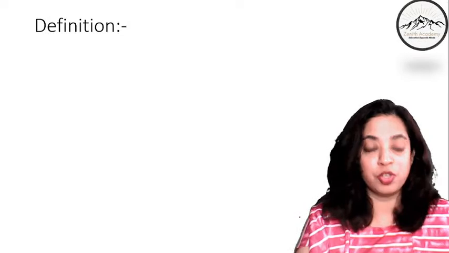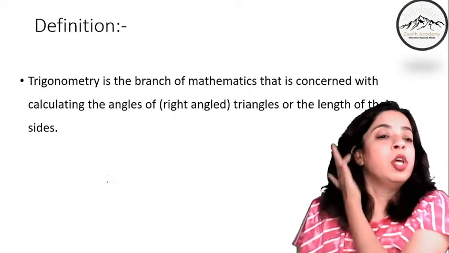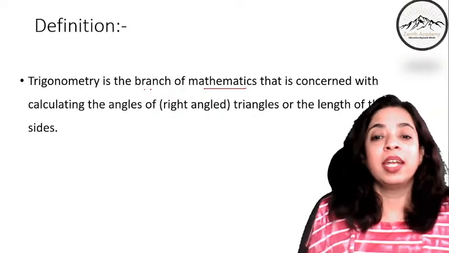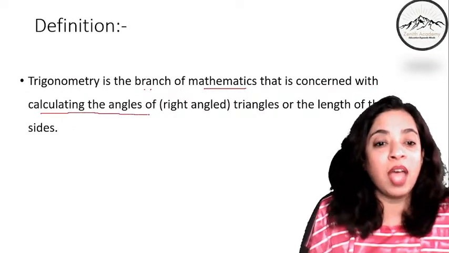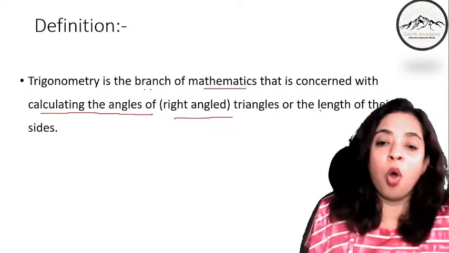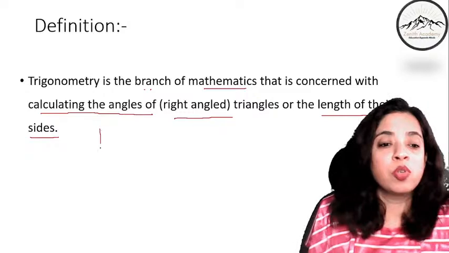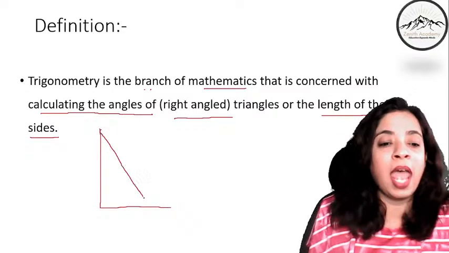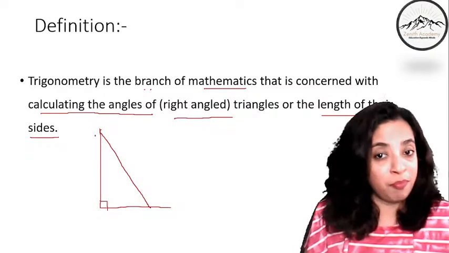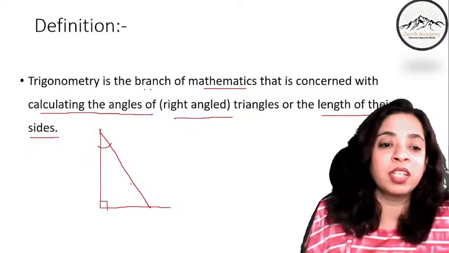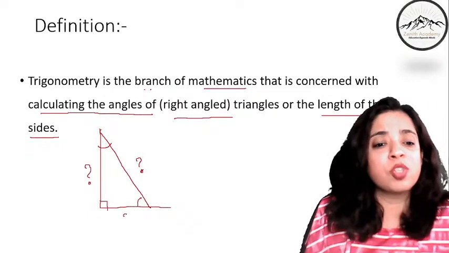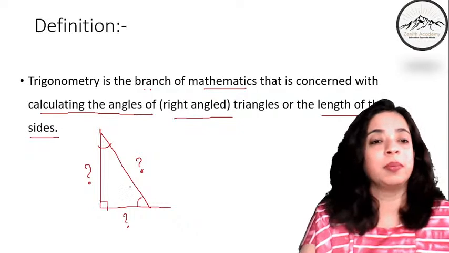So first of all, you should know the definition of trigonometry. So trigonometry is the branch of mathematics that is concerned with calculating the angles, okay, of which triangle? Of a right angle triangle, or the length of the sides. So whenever we are talking about a right angled triangle like this, trigonometry is a branch of mathematics that is concerned either with calculating these angles or these sides of a right angled triangle.